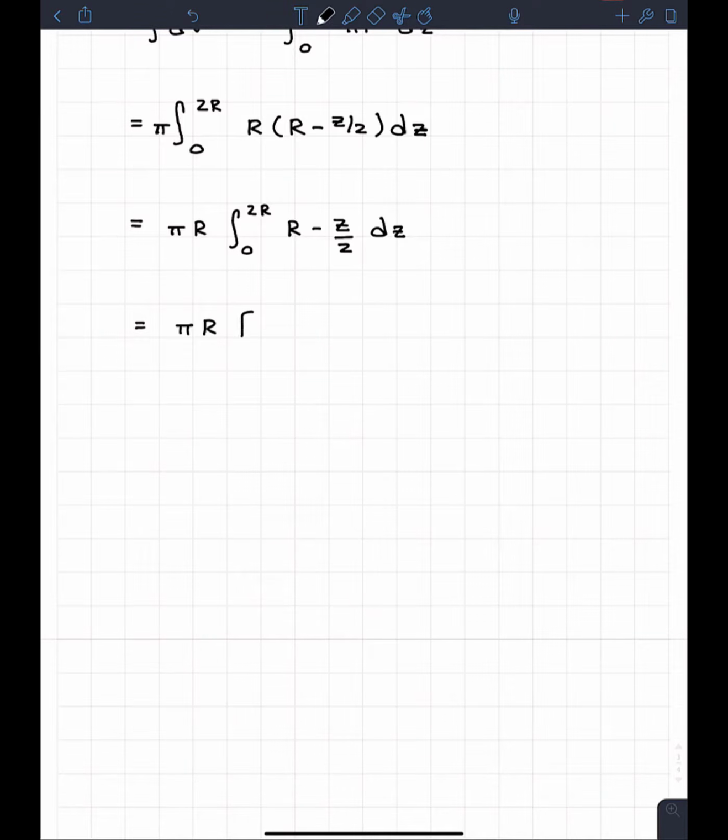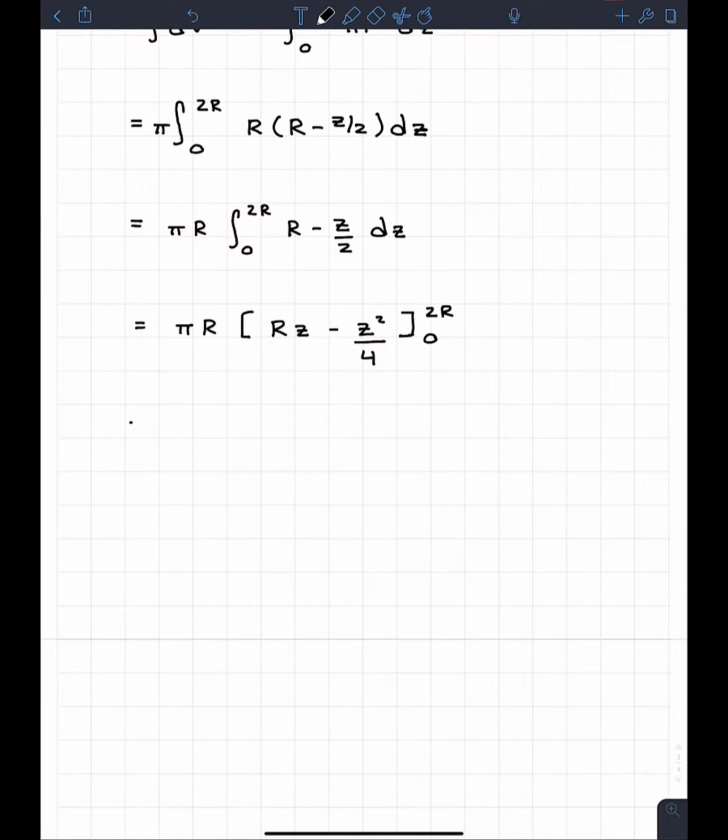and then in brackets, the integral of a constant r is going to be r times z, and we're going to minus z squared, and then we're going to divide by 2, but there's also a 2 down there, so it's going to be divided by 4. And then this is going to go from 0 to 2r. So again, we don't worry about the 0 because it's just going to make everything go to 0. So the only thing that we're going to actually worry about is the 2r.